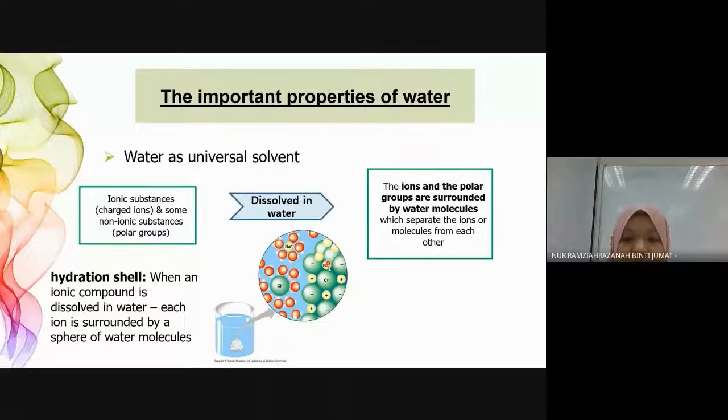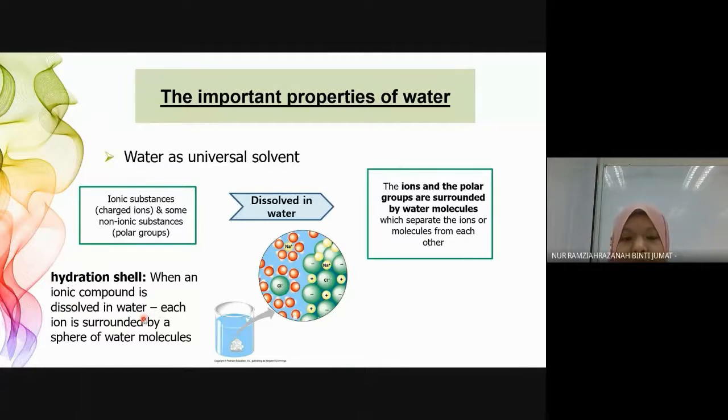Separate the ions from one another. So they will start to form a sphere of water molecules around each of the ions. This sphere of water molecules, we call it the hydration shell. If a question asks you to briefly explain the hydration shell: a hydration shell is a sphere of water molecules that forms when an ionic compound is dissolved in water.